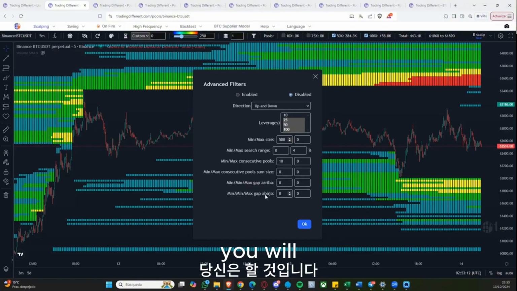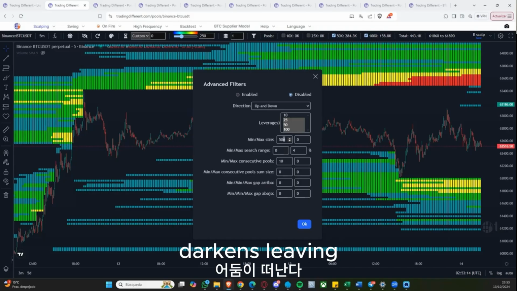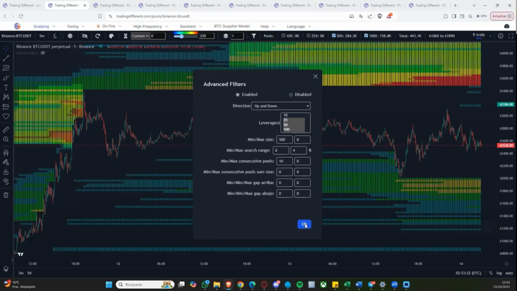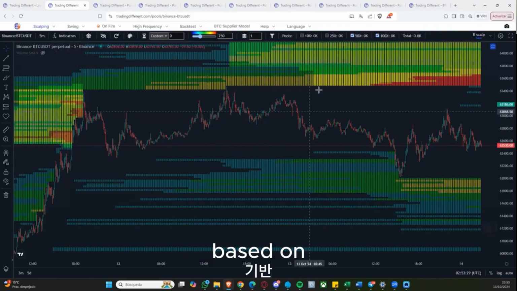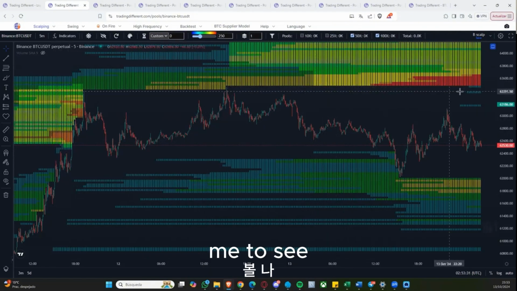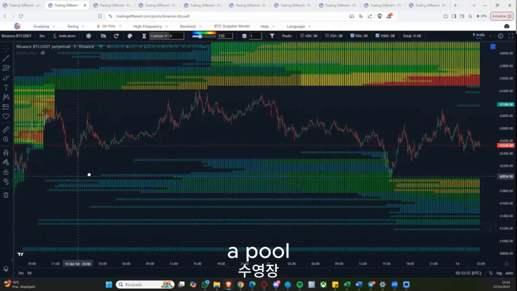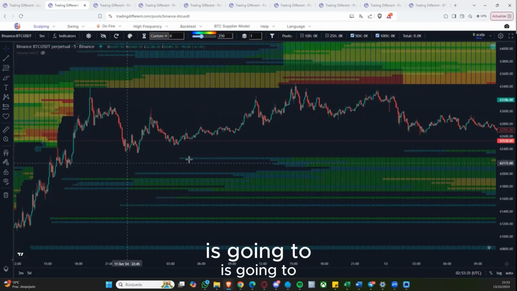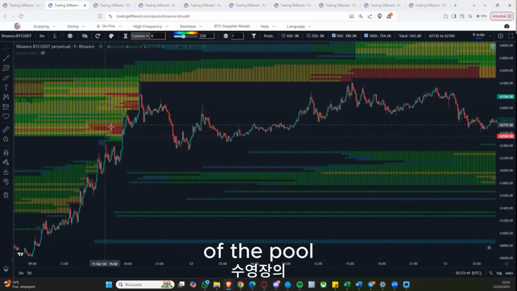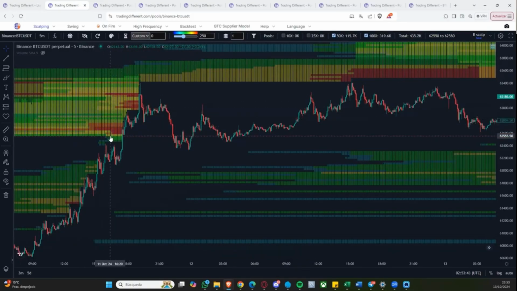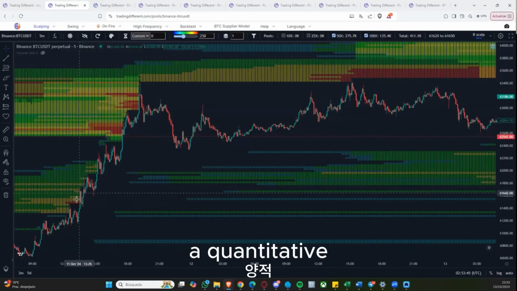When you activate it, you will see that the rest of the graph darkens, leaving only certain areas illuminated. From here, I can make decisions based on the highlighted data. This allows me to see every time the graph lights up a pool. I can decide if the price is going to liquidate the new shorters. If so, I can trade in favor of the pool, knowing that there is sufficient liquidity. This sets a clear goal based on a quantitative strategy.